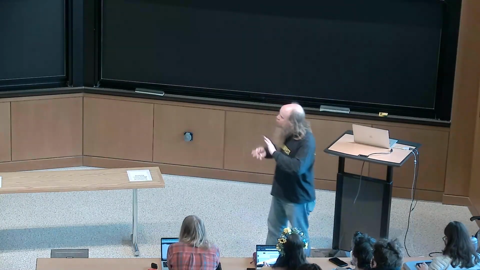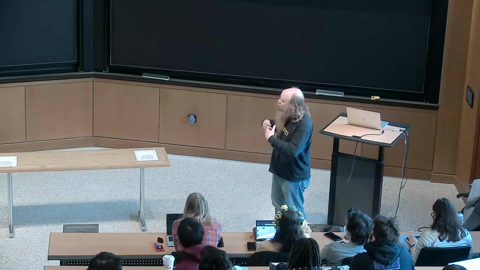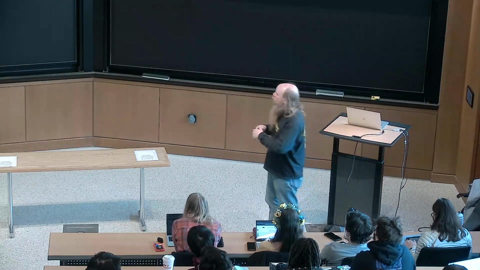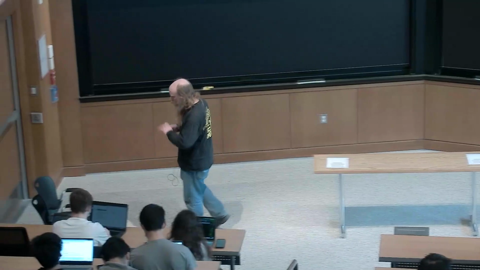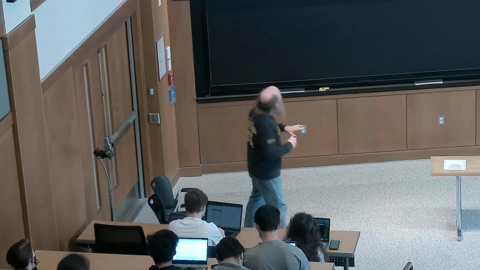And what we saw last time was that there are various things that Japanese does to achieve this, depending on the situation. So there are words like gurai, which I think I translated last time as even, which are accented, and if you attach them to another word that's also accented, you delete the accent on the first word, on the word you're attaching gurai to.